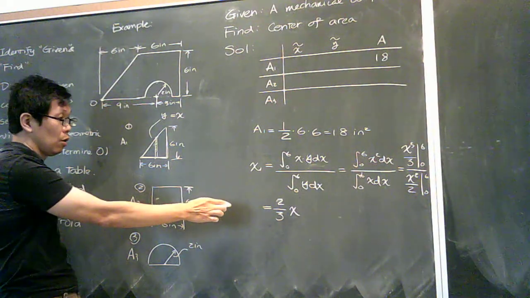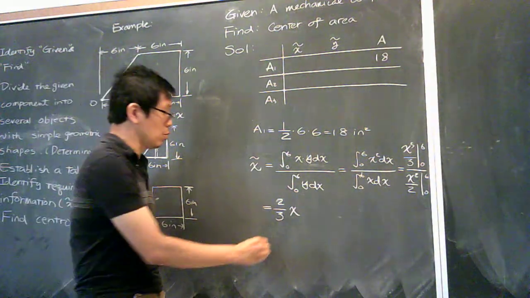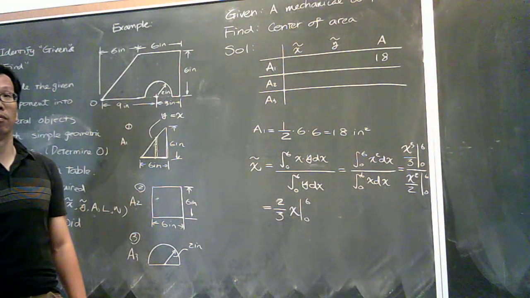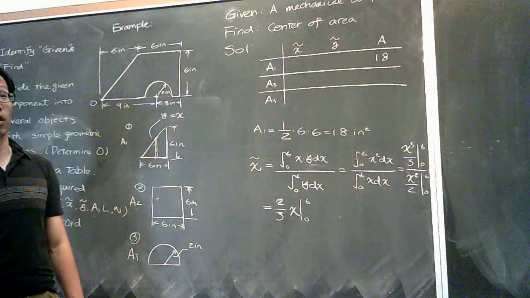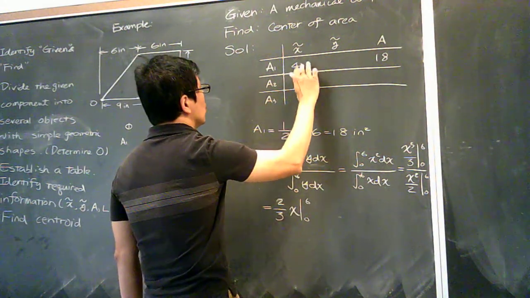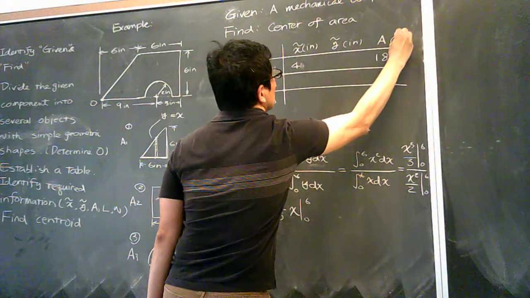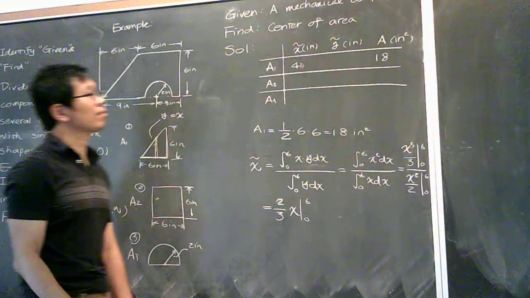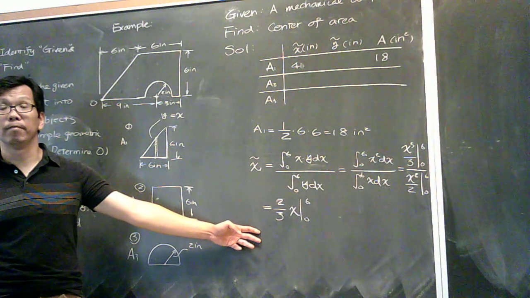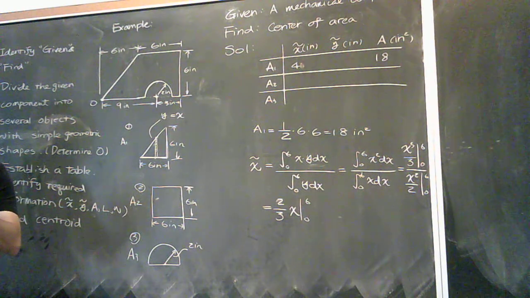So in this case, where is my x tilde 1? If x equals 6, it's going to be 4, right? It's going to be 4 inches. So far, any question? Is that straightforward? You guys understand what I'm talking about? Okay.